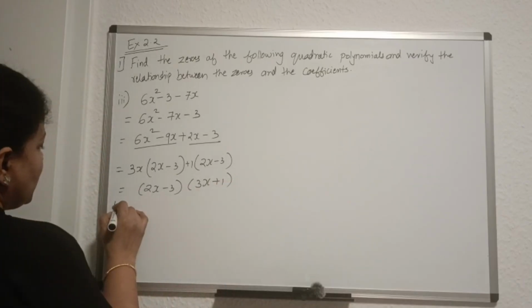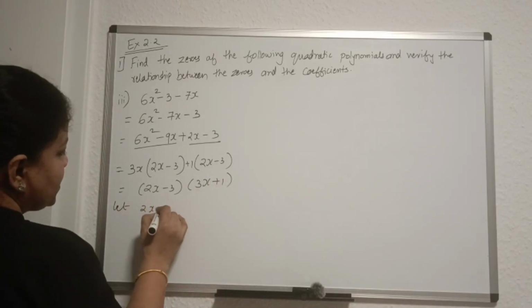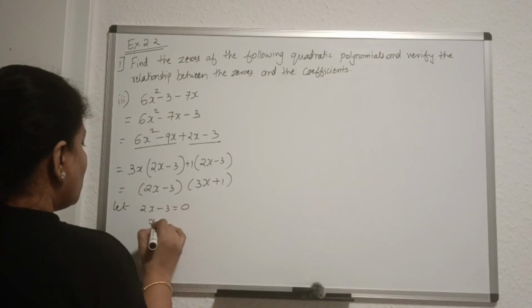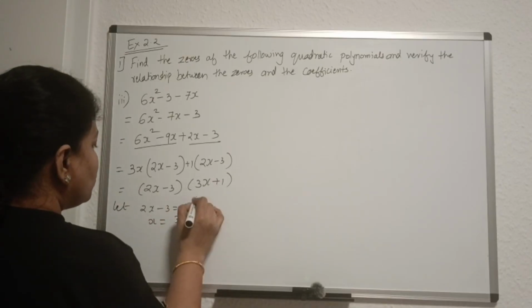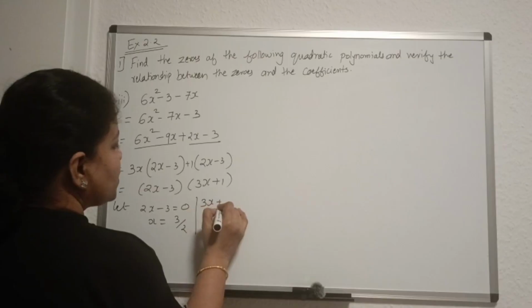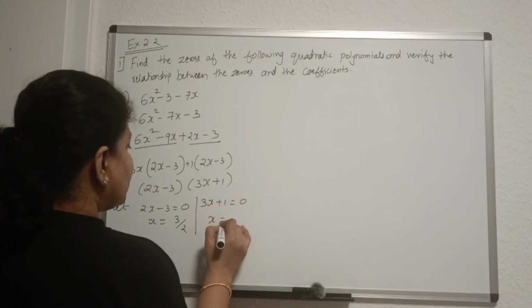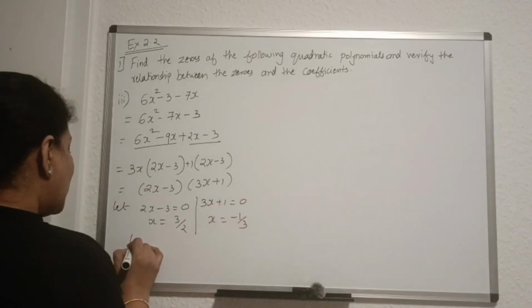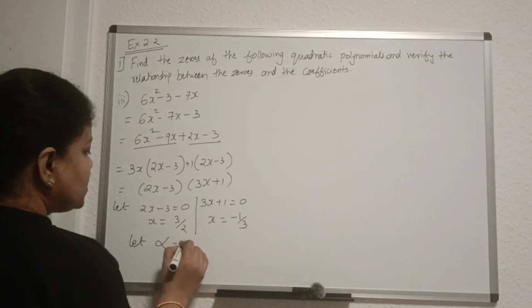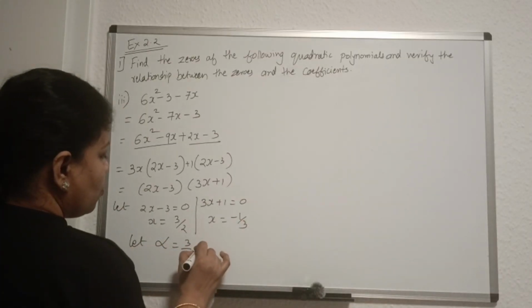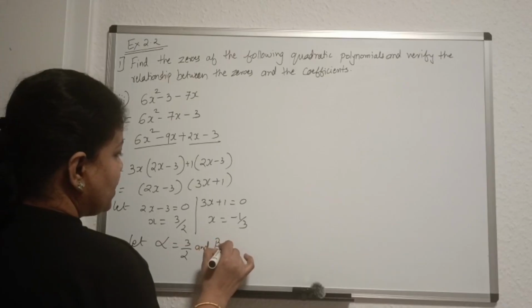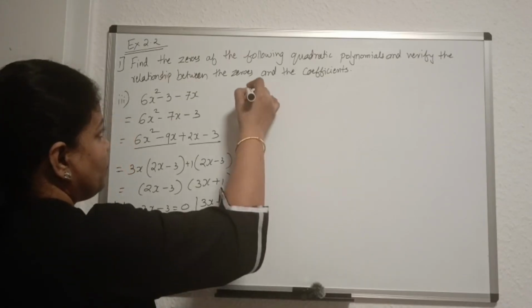Okay. So let 2x minus 3 is equal to 0. So first is 3 by 2 and 3x plus 1 is equal to 0. Second is minus 1 by 3. So I will assume alpha is 3 by 2 and let my beta is minus 1 by 3.